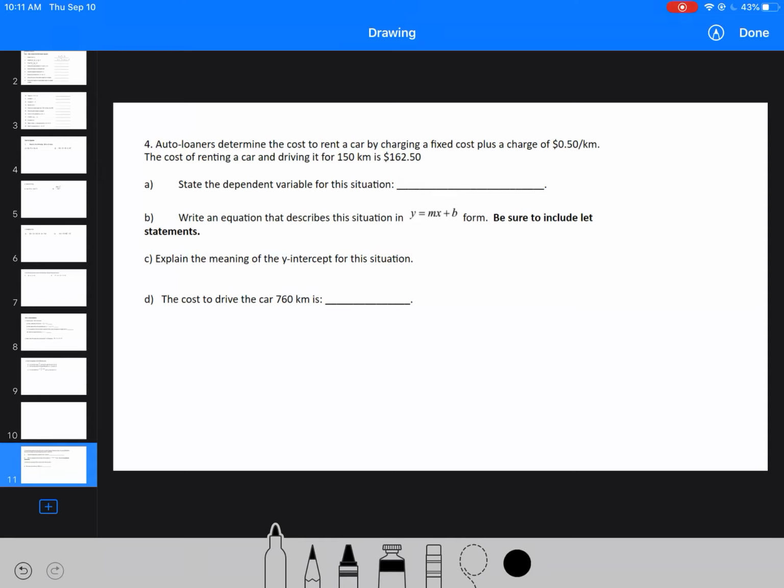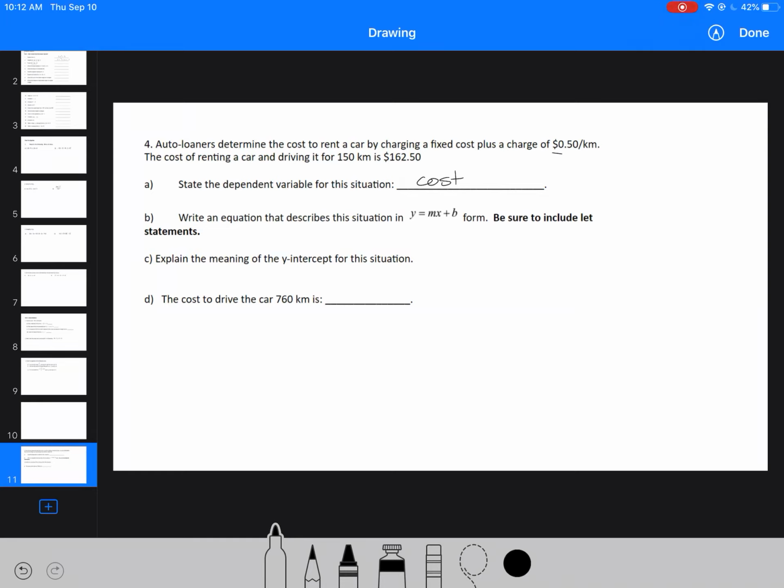Okay. Our last example is a word problem. So here we're looking for the cost of renting a car. So the dependent variable, so how much you drive it, would be the number of kilometers driven. Oh, that's the independent variable. So dependent variable is going to be your cost. So that's dependent on how many kilometers that you drive. And now we need an equation in y equals mx plus b form.